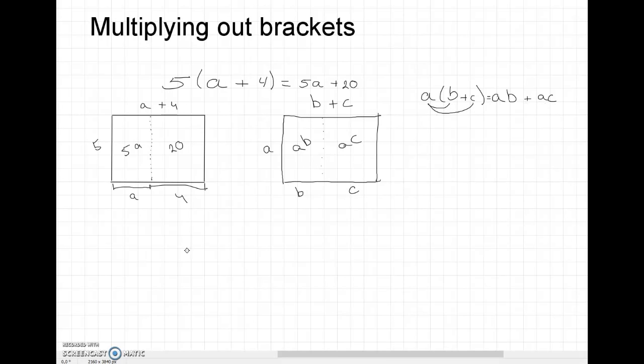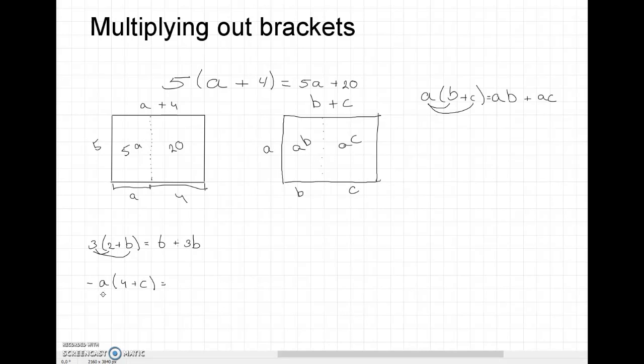Let's look at a few examples. First, 3 times (2 plus b). In order to multiply out the brackets, I calculate the multiplication of 3 and 2, which is 6, and 3 and b, which is 3b, and I add them together.